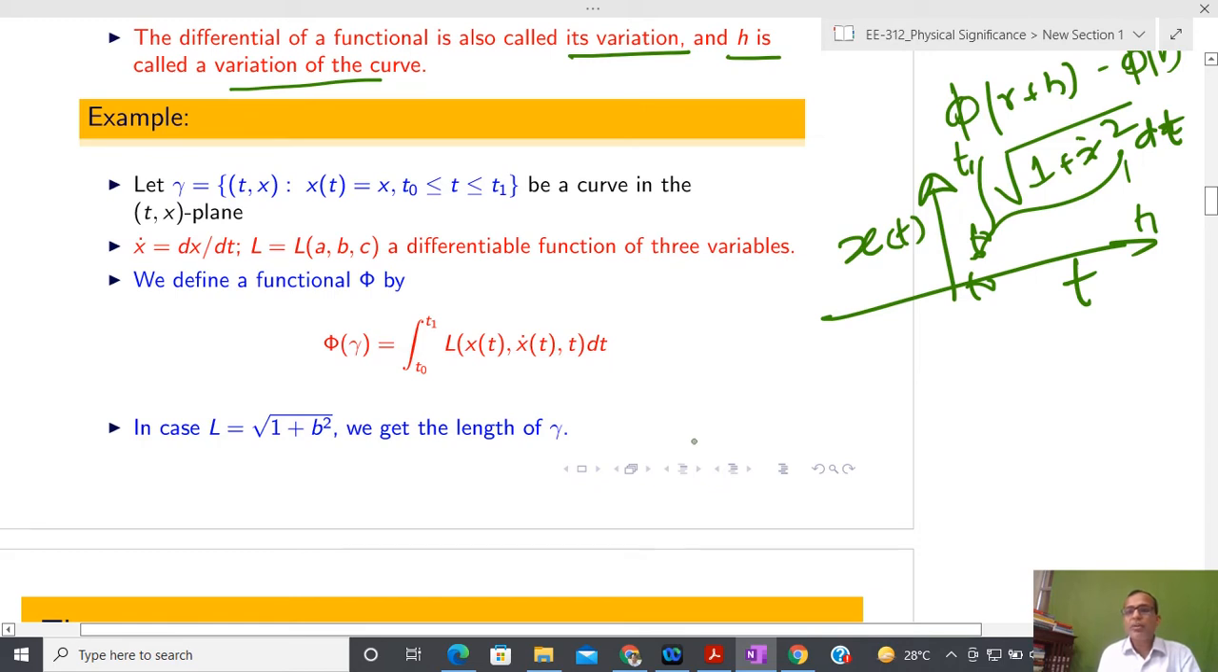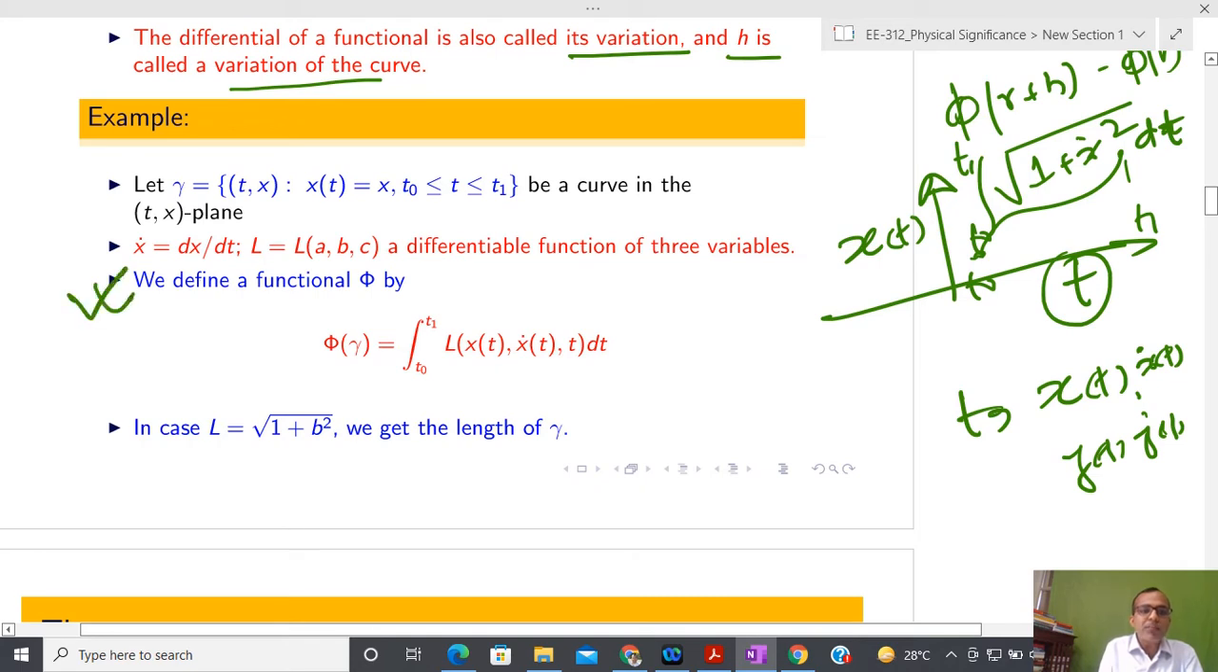Whenever I am in two-dimensional space, I can define a functional with the help of the independent variable, the dependent variable and their derivatives. Suppose now you are in three-dimensional space, then one more quantity y of t comes into the picture, and at that time y of t and y dot t are also involved. We will see that kind of generalization. So this is the definition of the general functional. Does anyone have any confusion?